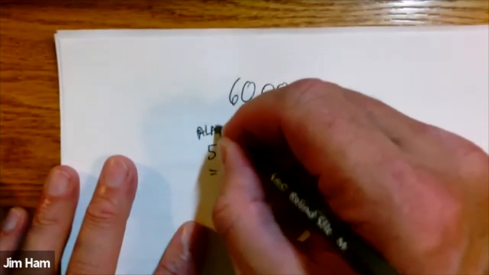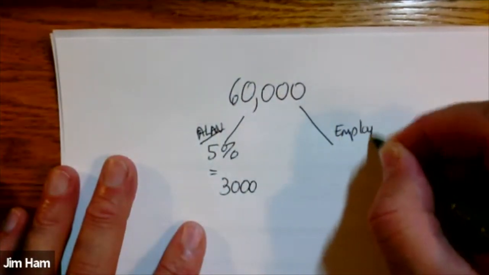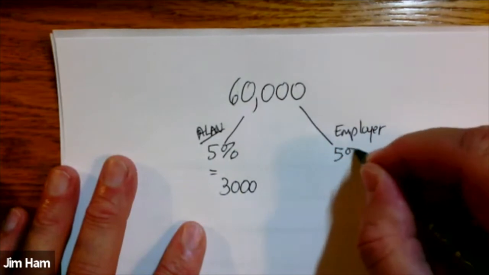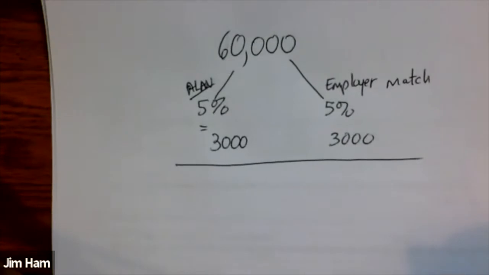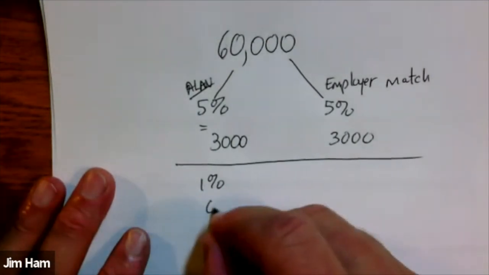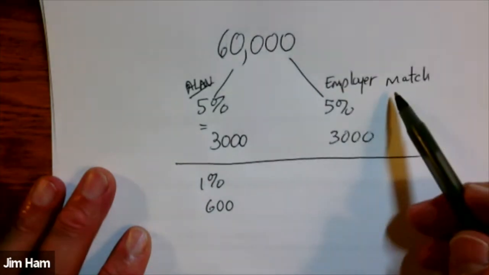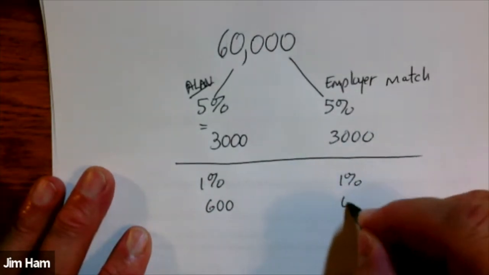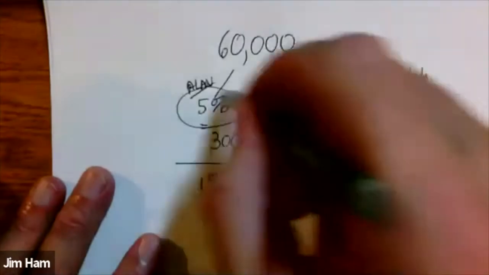So Alan contributes 5%. Employer will match it, 5%. Now, let's say that Alan can only contribute 1%. Well, if Alan contributes 1%, then that means he's only investing $600 a year. And the employer says, okay, we'll match it. 1%, $600.